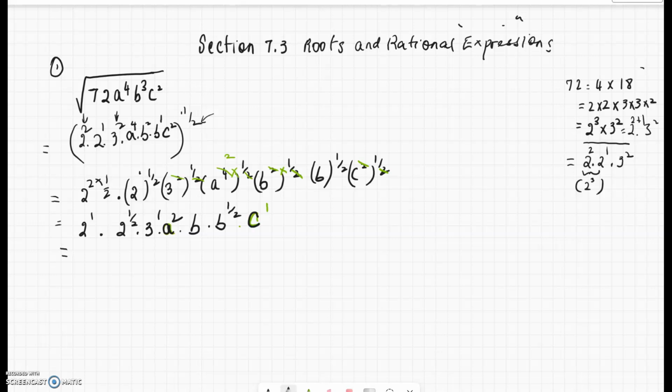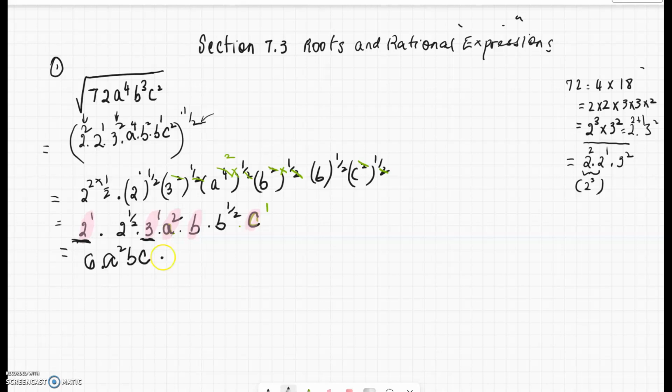Now all the terms with whole number exponents, 2 to the 1, 3 to the 1, a squared, b to the 1, and c, I'm going to write it first. So that's 2 times 3. Hold on, let me just erase this. So I'm going to combine the numbers. 2 times 3 is 6. Next I'm going to write a squared, b to the 1, c to the 1. So I've written all the ones I've highlighted in pink.